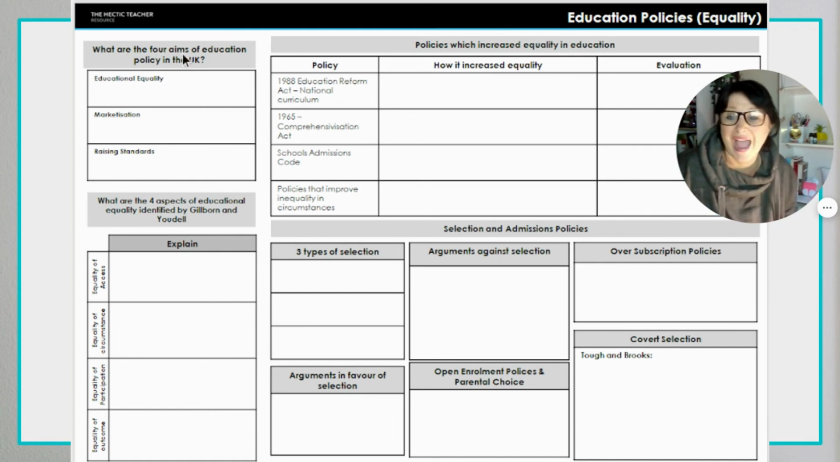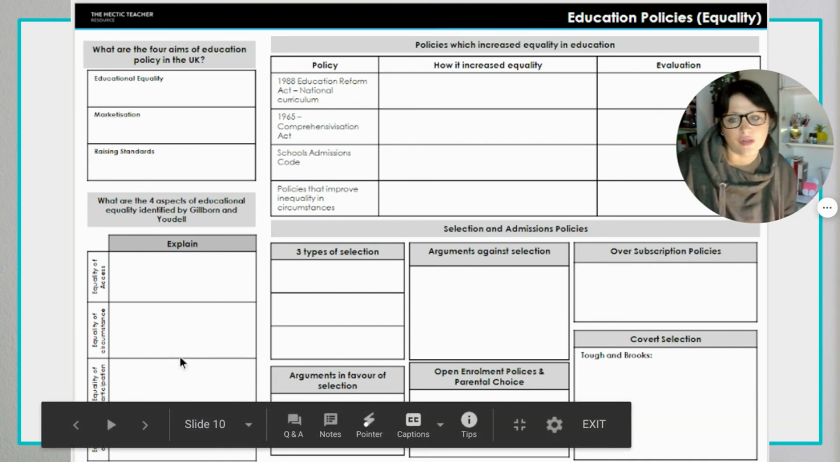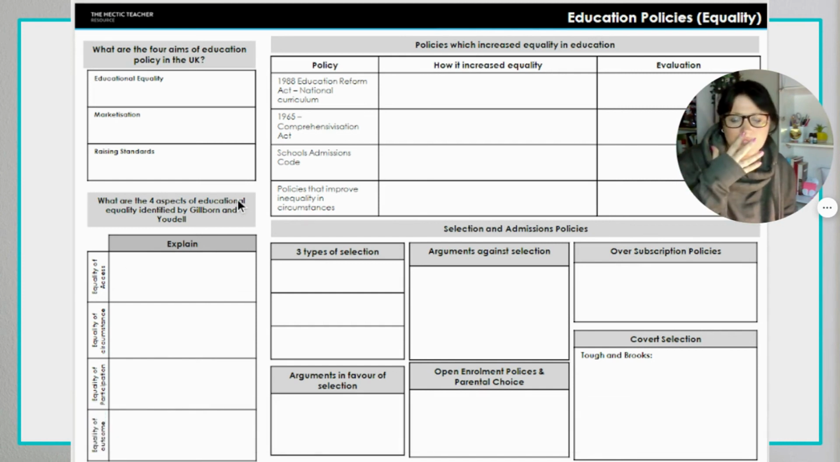So we've got the aims of education policy. What are the main reasons? Actually, 3 aims of education policy there. And then we've got Gillborn and Youdell, who've done a lot of studies looking at equality within educational policy. We've then got some example policies to bring in: school admissions codes, comprehensivisation, 1988 of course, and a space here to put some other policies.